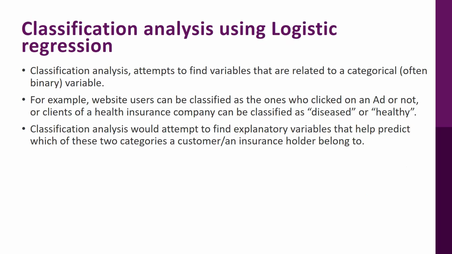Classification analysis attempts to find variables that are related to a categorical variable. For instance, website users can be classified as the ones who click on an ad or don't click on an ad. Or clients of a health insurance company could be classified as being healthy or having a disease. Therefore, classification analysis attempts to find explanatory variables that help predict which of the two categories a customer belongs to.